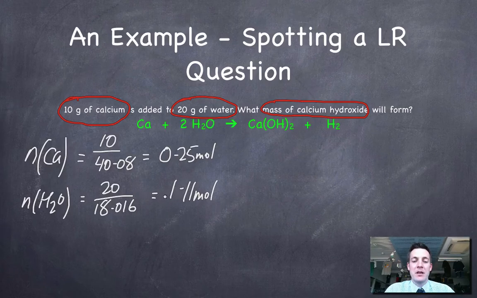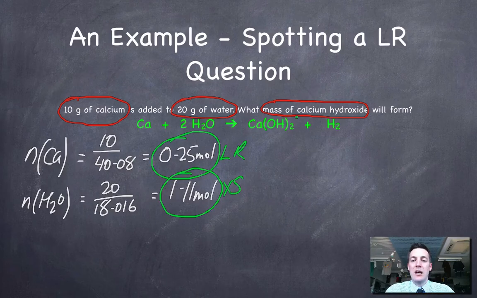But anyway, pretending I hadn't made that mistake, if we have a look at the balanced equation now, 1 mole of calcium requires 2 moles of water, and therefore 0.25 moles of calcium would require 0.5 moles of water. But I've got 1.1 moles of water, so I've got more than enough water. In fact, what we can say here is that the calcium is going to run out first, and so it's the limiting reagent. The water there's more than enough of, so it's the excess reagent.